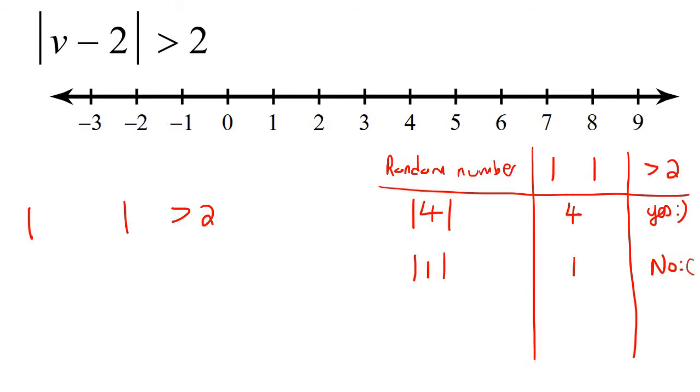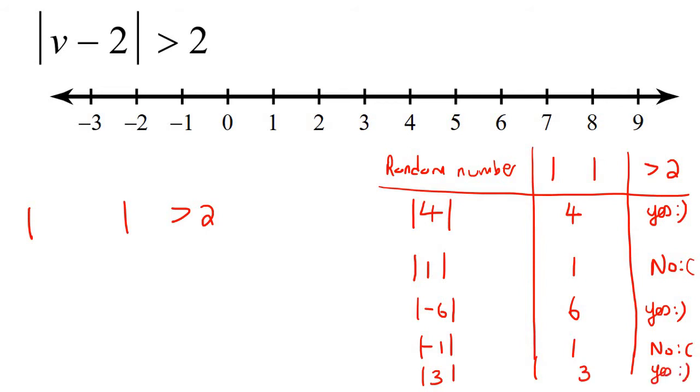What about the number minus 6? Well, if you take the absolute value of minus 6, it actually gives you positive 6. So that's a yes. That works. Okay, what about the number minus 1? Well, the absolute value of minus 1 is 1. So that's a no. What about the absolute value of 3? Well, the absolute value of 3 is just 3, so that's a yes.